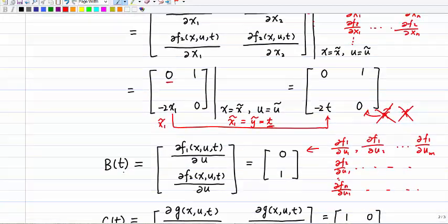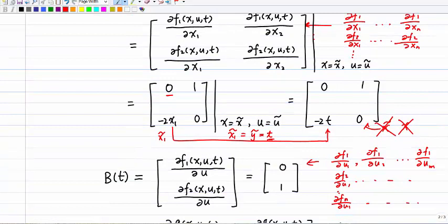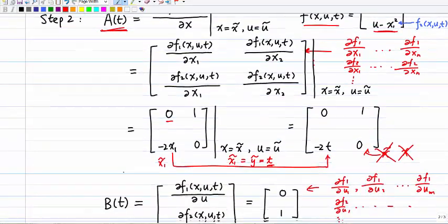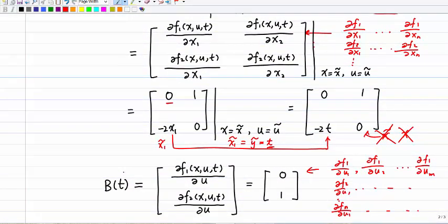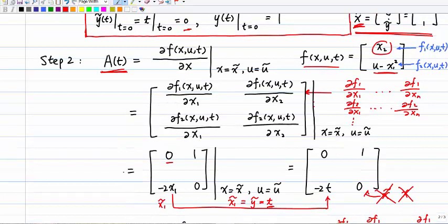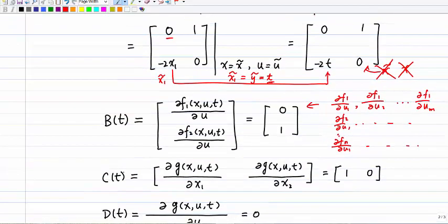Because here I only have one input u, I just have partial f1 over partial u and partial f2 over partial u. Okay, f1 is x2, so partial u will be 0. And partial f2 over partial u, because this is u minus x1 tilde squared, if you take partial of this over partial u, it just gives us 1.